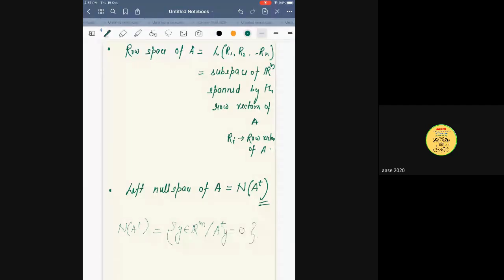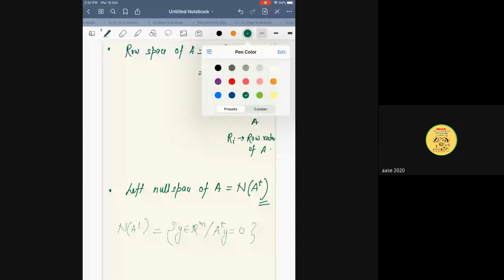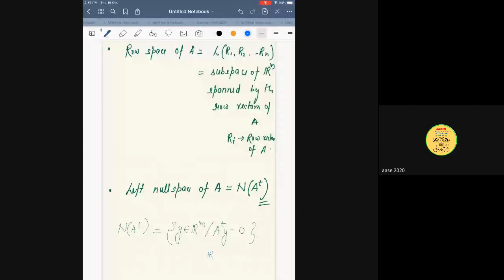Since A can be viewed as a linear transformation from Rn to Rm, defined by x maps to Ax, the transpose of A can be viewed as a linear transformation from Rm to Rn. So if some vector b is here, then the image will be A transpose b. And from here, we can see that the column space of A transpose is nothing but the row space of A.